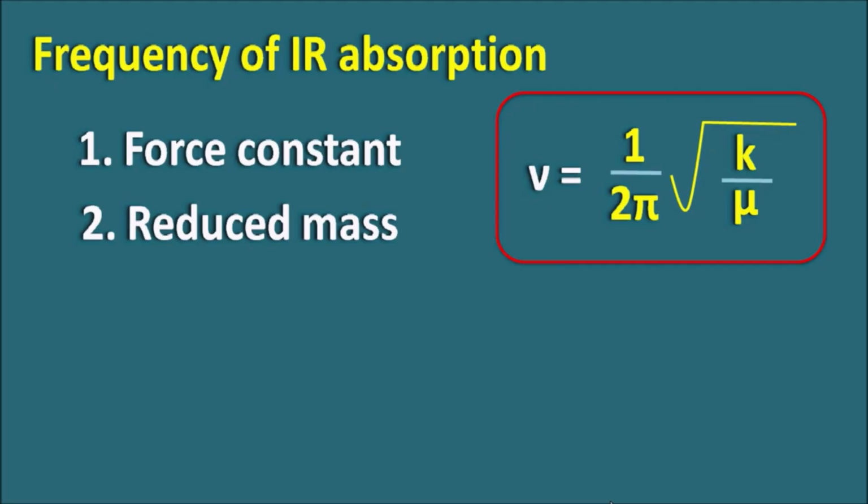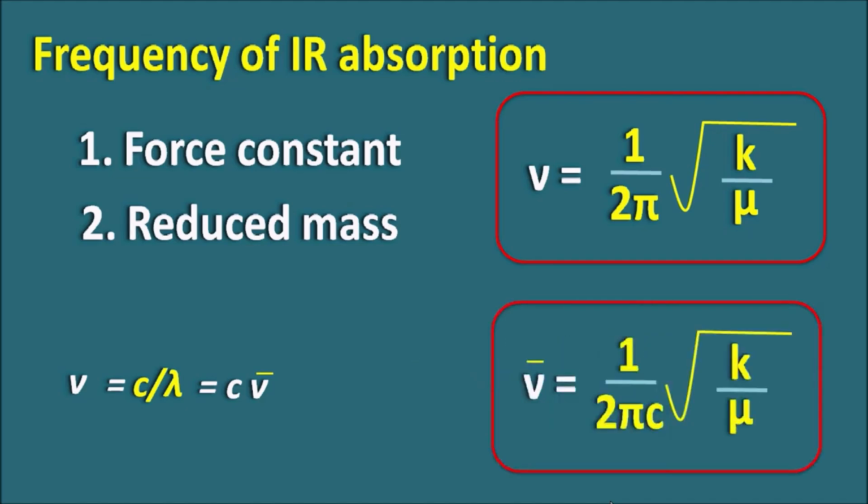But in IR spectroscopy, we generally measure the signals in terms of wave number. So what is a wave number? Wave number is the reciprocal of the wavelength, which can be related with the frequency. We know that frequency nu is equal to c by lambda, where 1 by lambda is nothing but the wave number, nu bar. So this can be written as c into nu bar. Nu bar is the wave number. Now we can replace this in the equation so that the wave number nu bar is equal to 1 by 2 pi c into root of k by mu. This is just like the previous equation with an extra term c, where c is the velocity of light in vacuum. In this way, in IR spectroscopy, we measure the IR signals in terms of wave number.